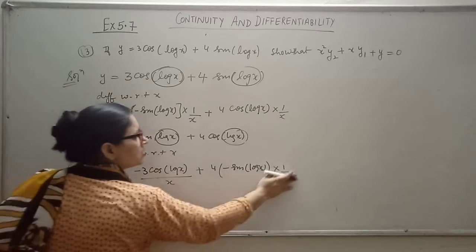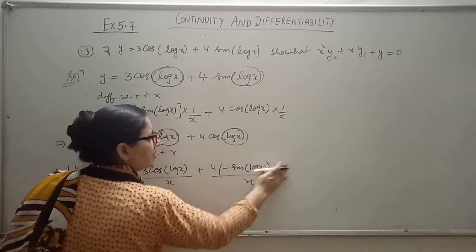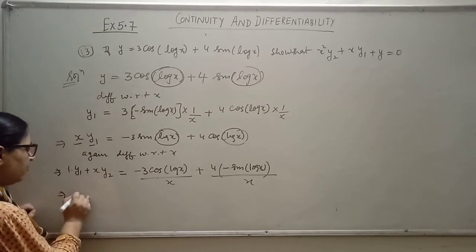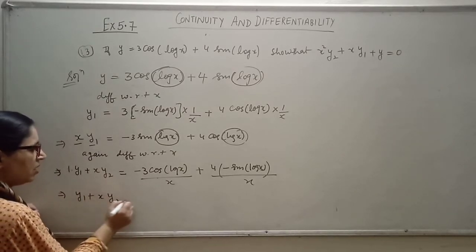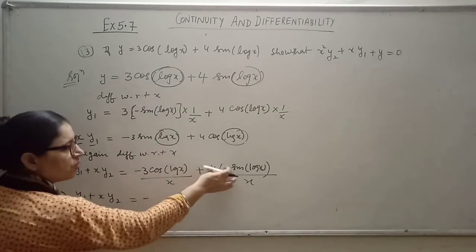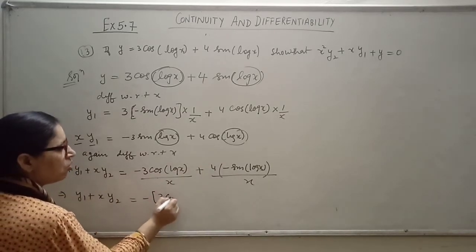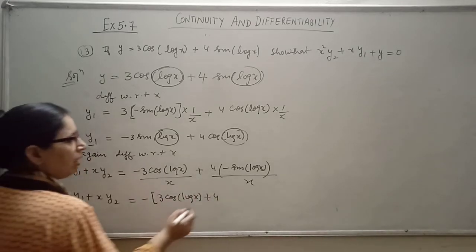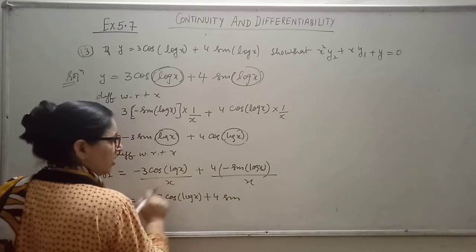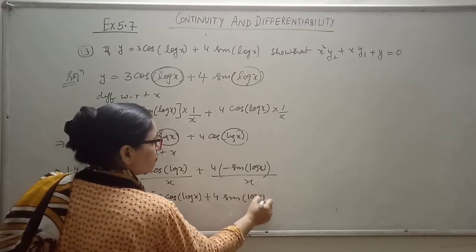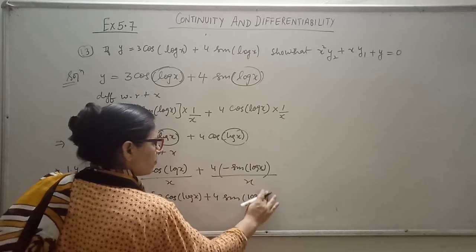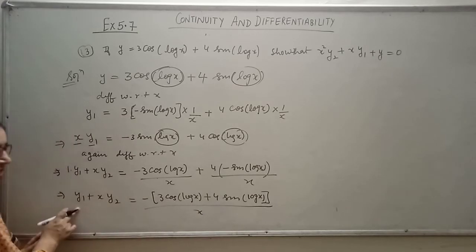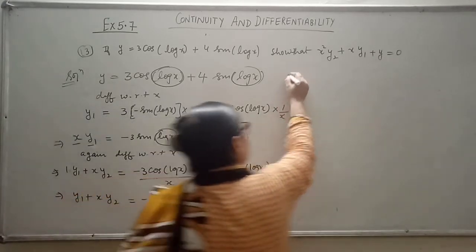If I take LCM of this, इसको ऐसे लिख लीजिए upon x. If I take LCM of this and this, x and x, again it is x. So let me write it in the simplified form. Then it becomes minus and minus, from here and here minus common, 3 cos of log x plus 4 sin of log x, because I have taken this minus common, upon x, and this x I am shifting to this side again. Okay, so what does it become then?